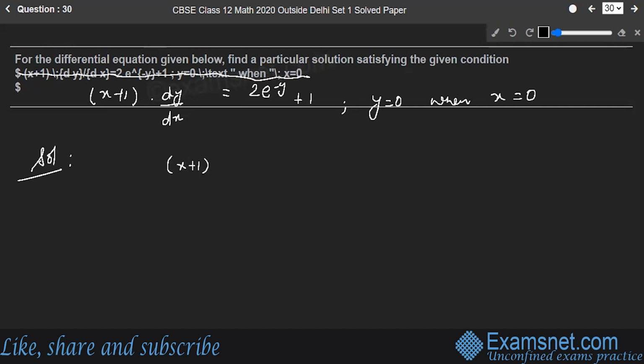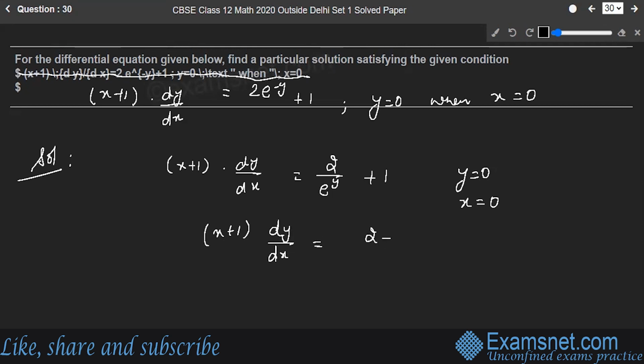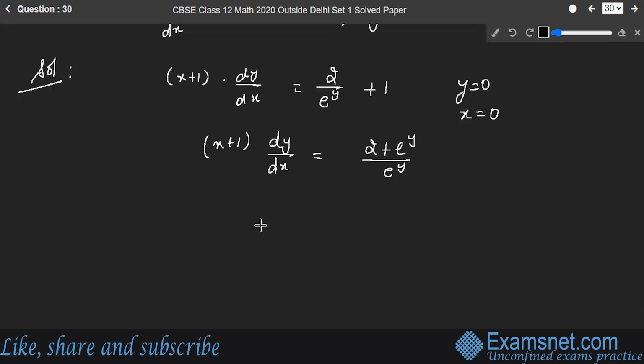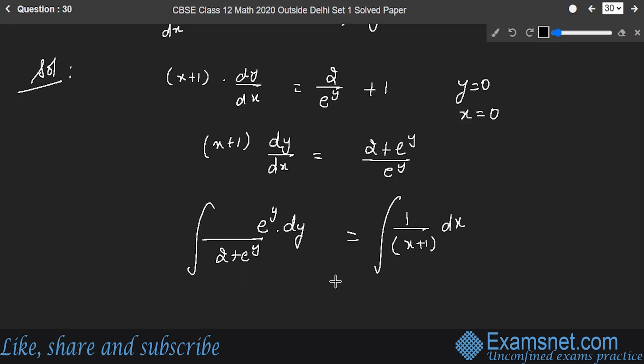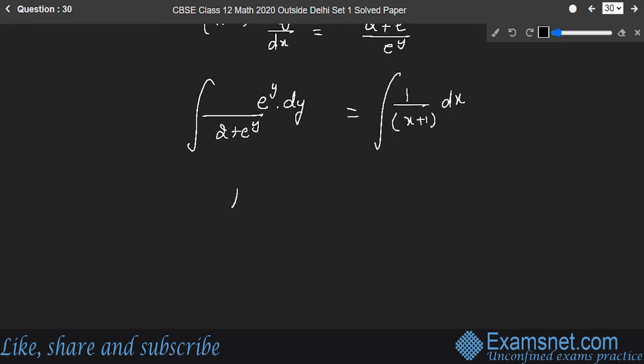You are given x plus 1 into dy by dx is equal to 2 upon e raised to power y plus 1. You are given y is equal to 0 when x is equal to 0. So x plus 1 dy by dx, taking the LCM, will be 2 plus e raised to power y upon e raised to power y. I'll take this e raised to power y on this side. So e raised to power y upon 2 plus e raised to power y into dy is equal to 1 upon x plus 1 into dx. Let's take the integral on both the sides now. So I'll say now e raised to power y plus 2, let's say this is equal to t.